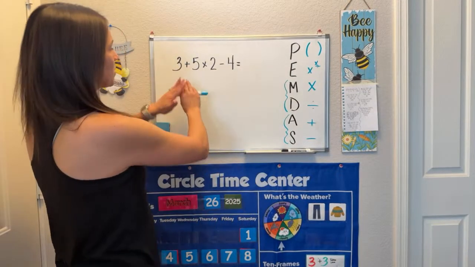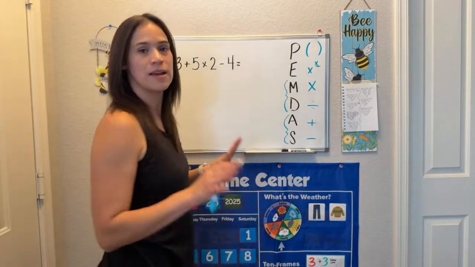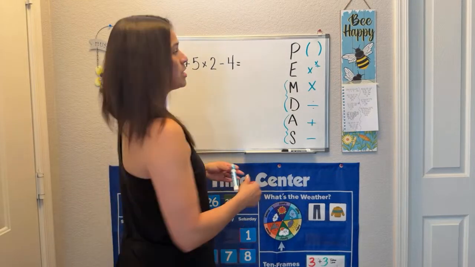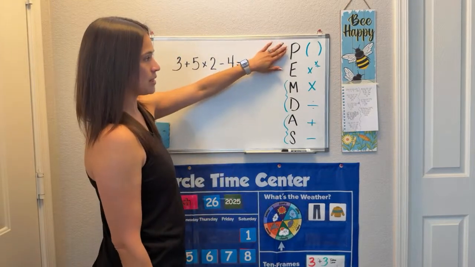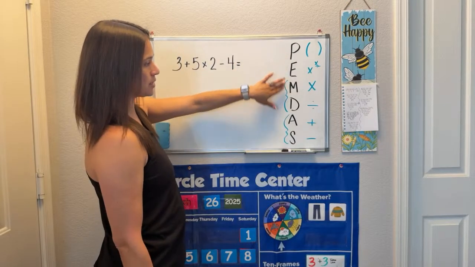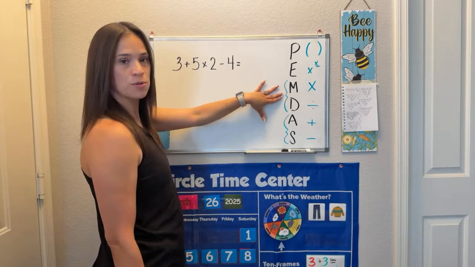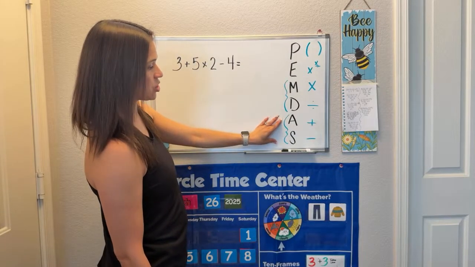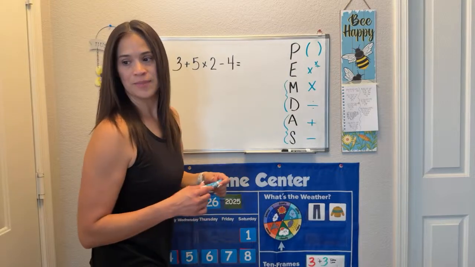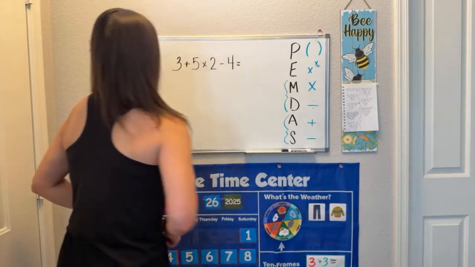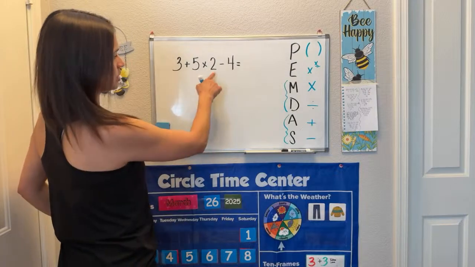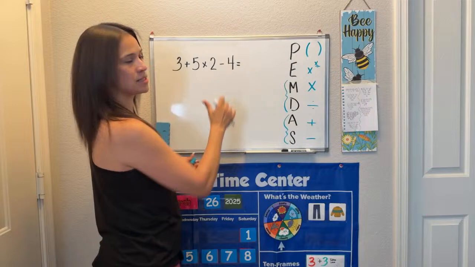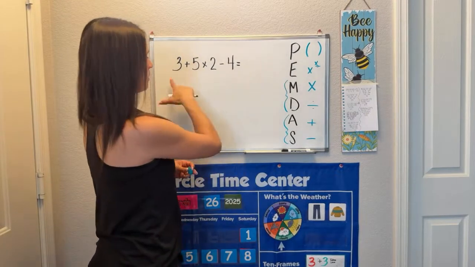All right, so first problem, we're going to start with a little bit on the simpler side. I did right over to the side our PEMDAS. So our order is parentheses, exponents, multiplication and division, they're grouped together because these are going to be from left to right. And then addition and subtraction are also grouped together from left to right. So let's do 3 plus 5 times 2 minus 4. First thing we want to look at, are there any parentheses? No. Any exponents? No.